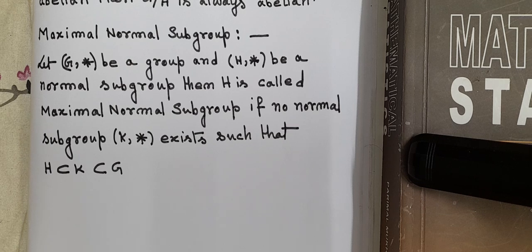Now, what is a maximum normal subgroup? Let G* be a group and H* be a normal subgroup. Then H is called a maximum normal subgroup if no normal subgroup K* exists such that H is a subset of K and K is a subset of G. So this is called a maximum normal subgroup.